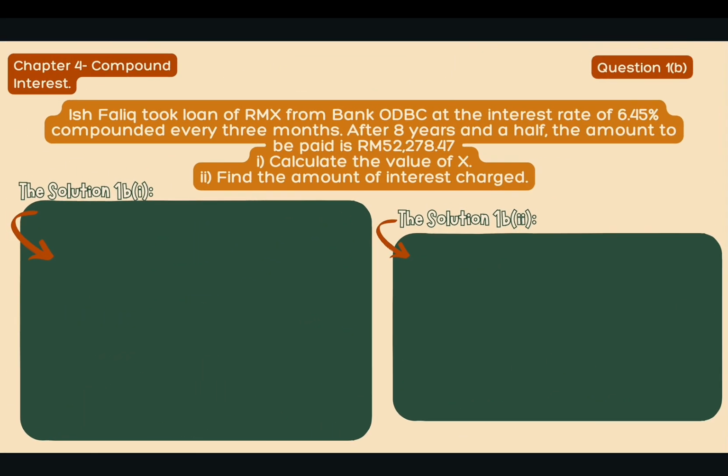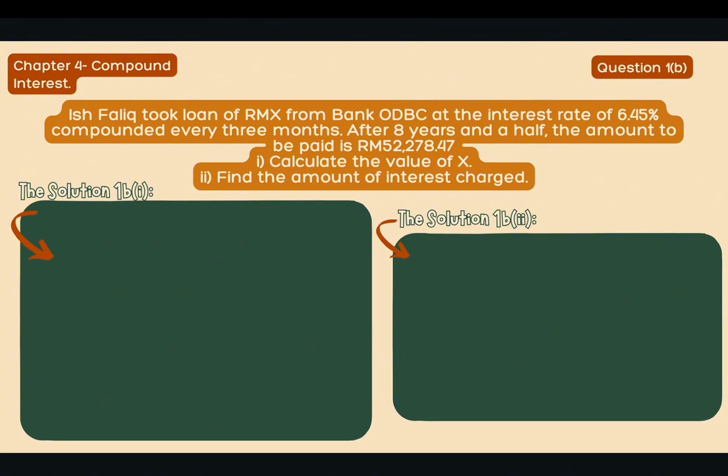For question 1B, Ishfalik took a loan of RMX from Bank ODBC at the interest rate of 6.45% compounded every 3 months. After 8 years and a half, the amount to be paid is 52,278 ringgit and 47 cents. B1. Calculate the value of X.